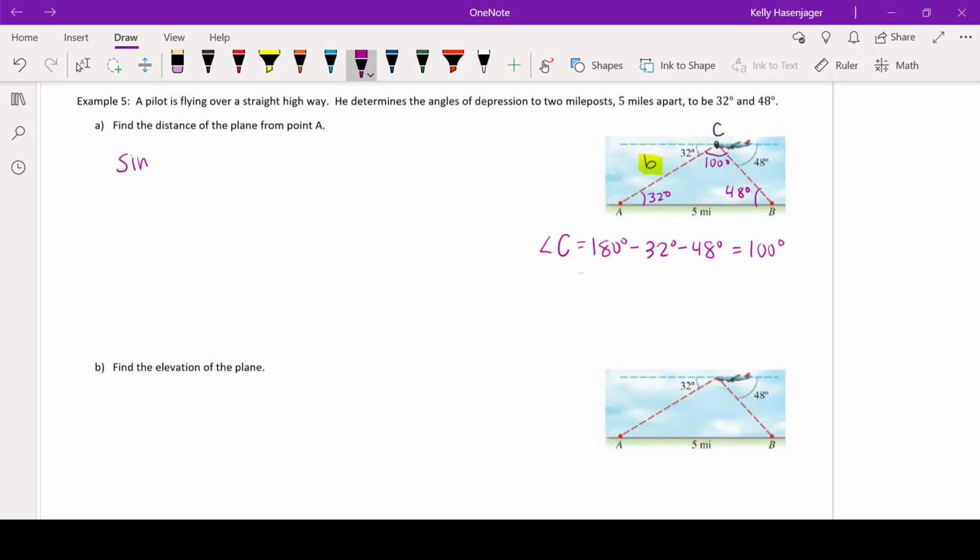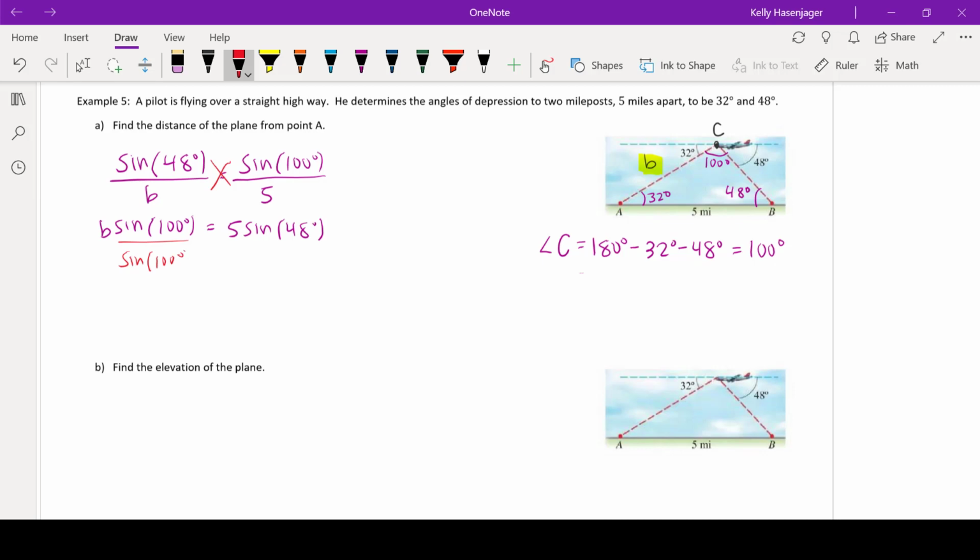The law of sines says that sine of 48 degrees over B is equal to sine of 100 degrees over 5. We can cross multiply. Then we'll have B sine of 100 is equal to 5 sine of 48 degrees. Then to solve for B, we're going to divide both sides by sine of 100. So we get B, and then we can enter this into our calculator, make sure it's in degree mode, and we'll get 3.773, which we can round to be 3.8 miles.